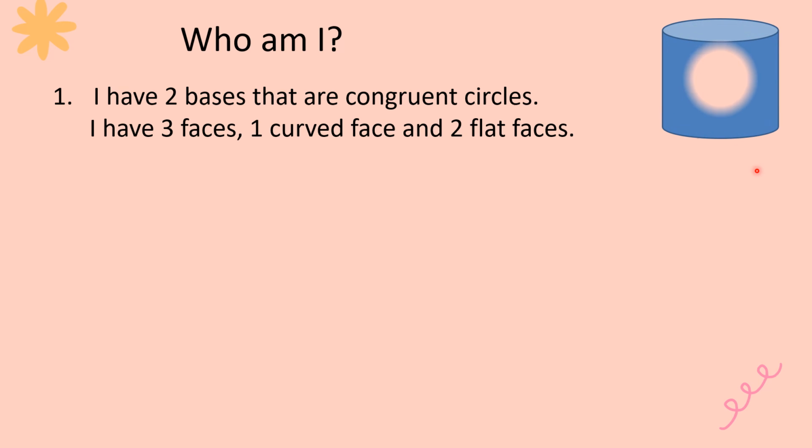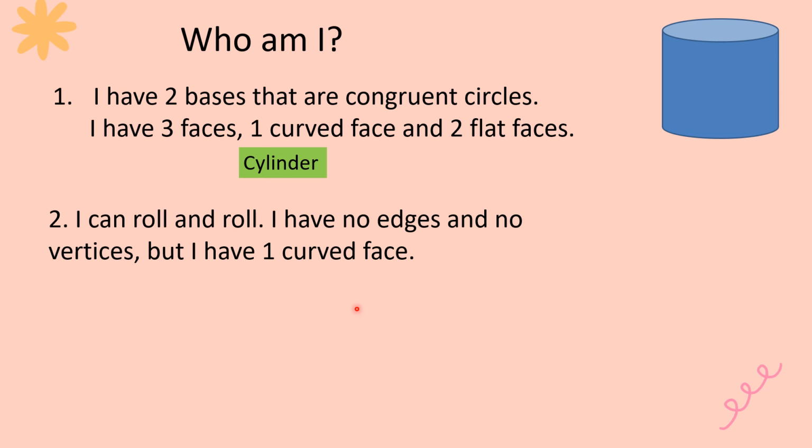Okay, that's a cylinder. Two bases that are congruent circles, and three faces: one, two, and then the curved one. Okay, next, number 2. I can roll and roll. I have no edges and no vertices, but I have one curved face. Who am I? Okay, a sphere.